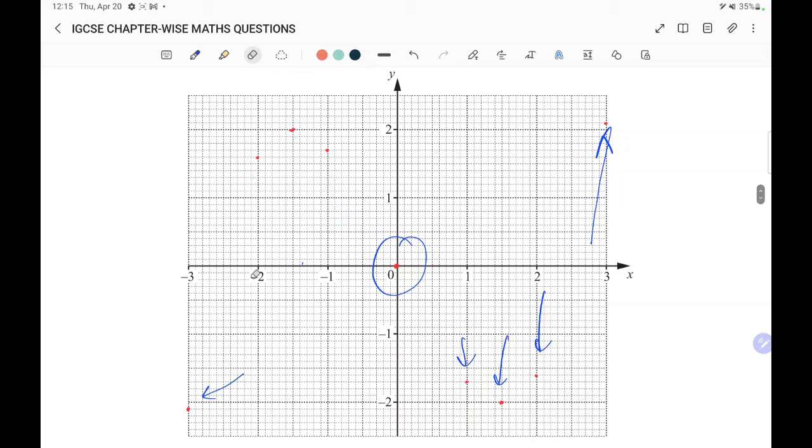Let me remove these arrows here. Okay, simply I have to join these points smoothly. So let me join it smoothly here.